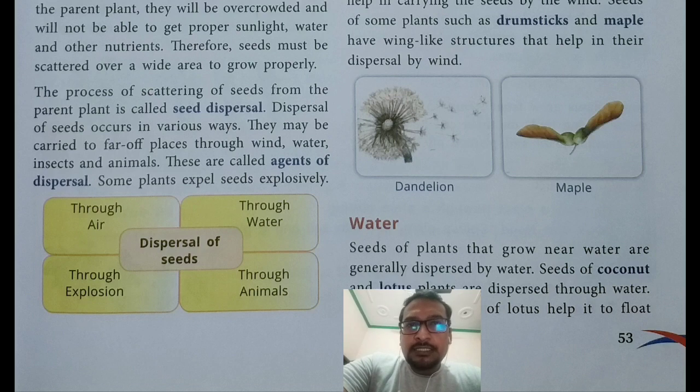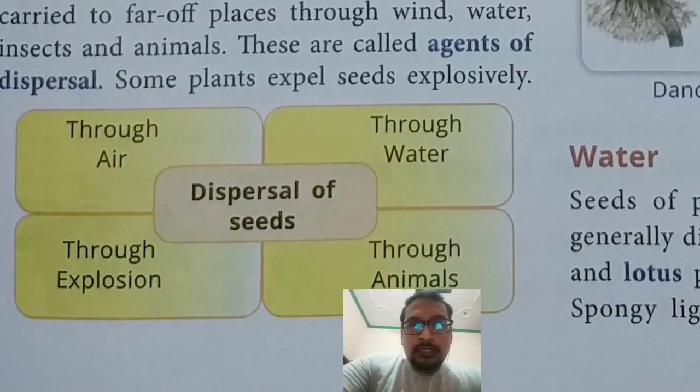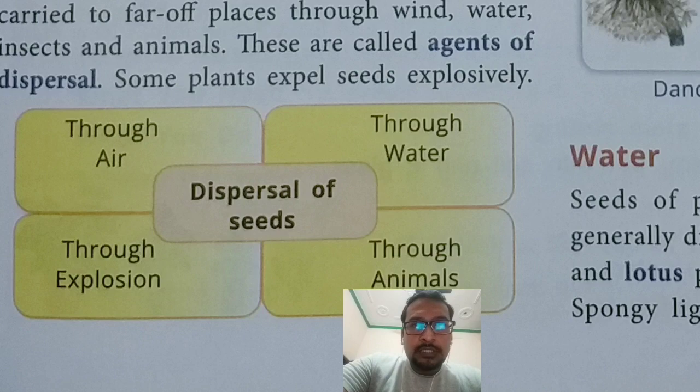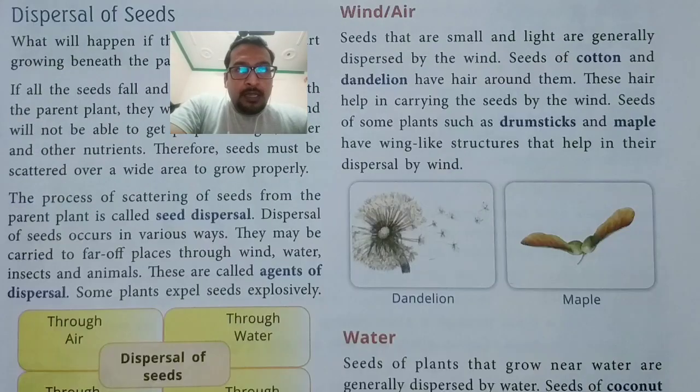The process of scattering of seeds from the parent plant is called seed dispersal. Dispersal of seed occurs in various ways. They may be carried to far off places through wind, water, insects and animals. These are called agents of dispersal. Some plants expel seeds explosively. As you can see in this picture, through air, through water, through explosion and through animals, this dispersal of seeds occurs.